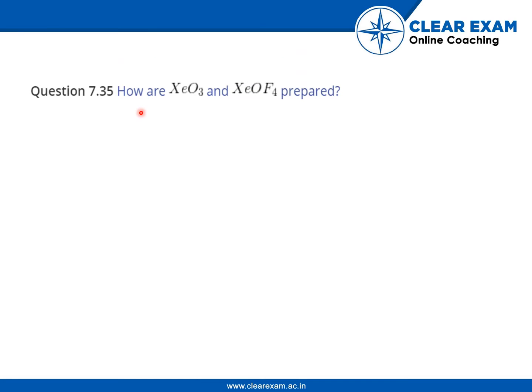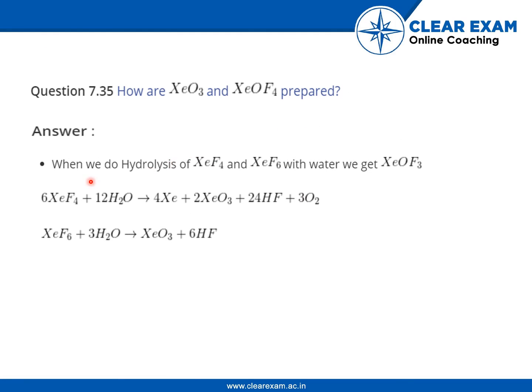The question is, how are XeO3 and XeOF4 prepared? This is the question from group 18 and from the chapter P block. The answer is, when we do hydrolysis of XeF4 and XeF6 with water, we get XeO3. There is a slight error, so F will not be here. So after the hydrolysis of XeF4 and XeF6 with water, we get XeO3.